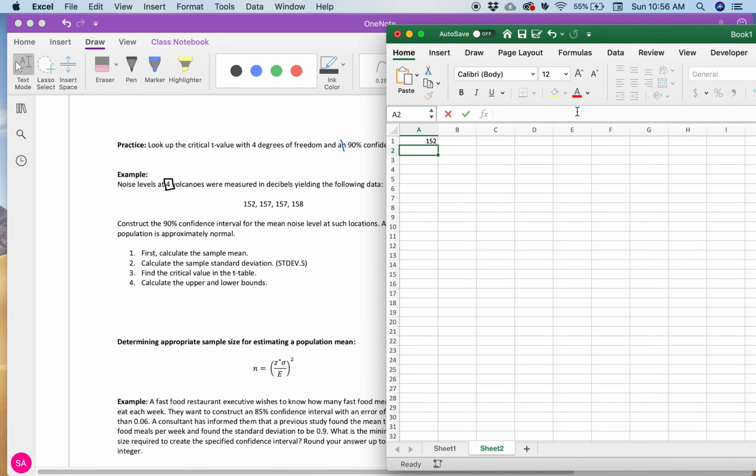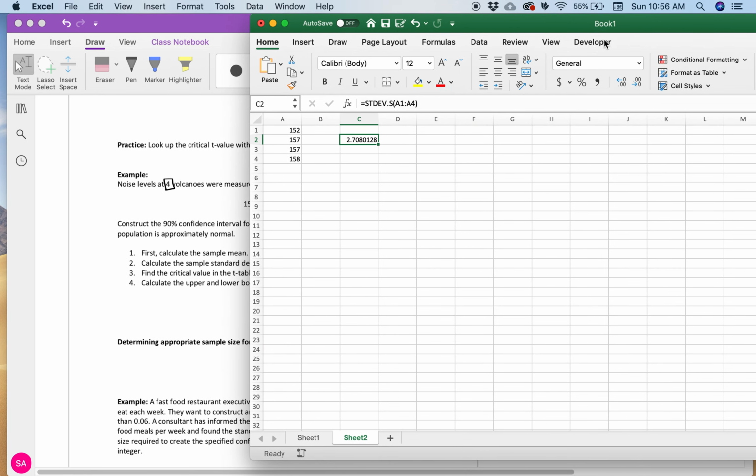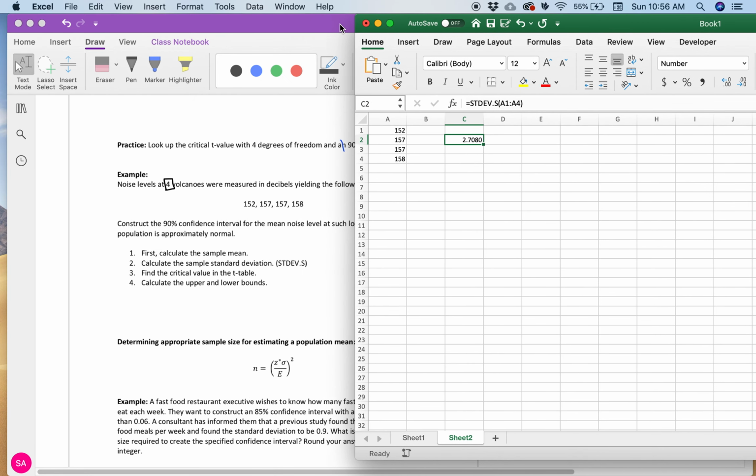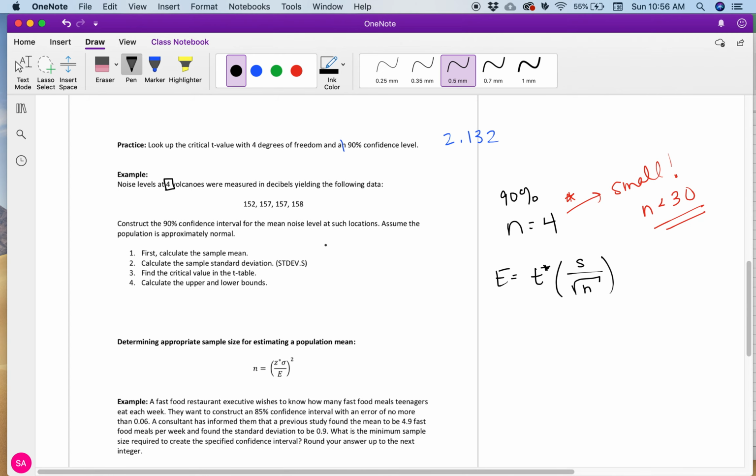So you should be able to copy it directly from your homework. I got to type it in here. And we need the sample standard deviation. So that's stdev.s. There we go. And I'm going to maybe do 4 decimal places for now, so we don't have rounding error at the end. So 2.7080. So our sample standard deviation is 2.7080.